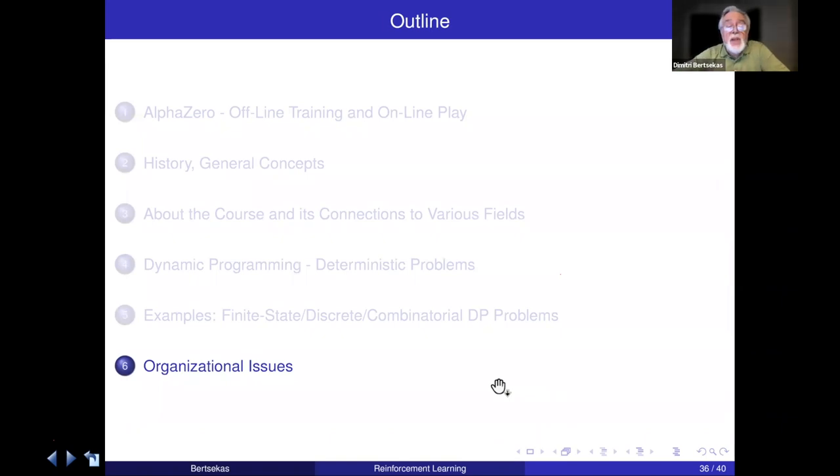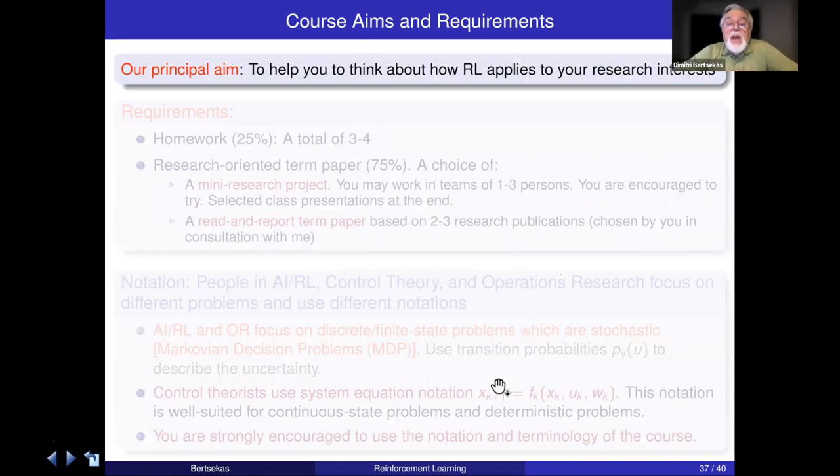Okay, now let's get off dynamic programming and look at how this course is going to be run. My principal aim is to get you to think about research and how reinforcement learning applies to your research interests. I know that you come from different walks of life and different research environments. It's perfectly fine to focus on your research environment, your current research perhaps, or research that you think you're doing. But I'd like you to think about how reinforcement learning and the kind of things that we do in this course apply to your problems. And then you can discuss your research interests with me and also expand on them through a term paper.